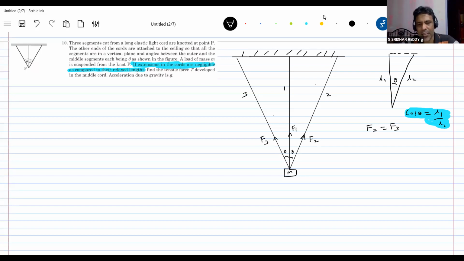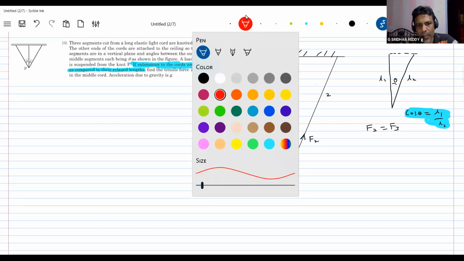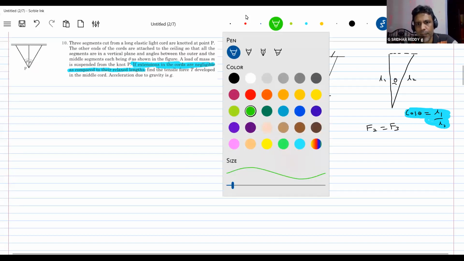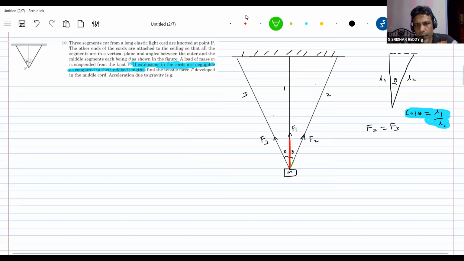What about elongation? Can you say about the elongation? All three will have the same elongation? No, it need not. So the elongation, I'll show the elongation of the strings by red color strip. So compare the elongation. This will have elongation this much. And what about the elongation here? That is the elongation, and that elongation is small compared to their length.